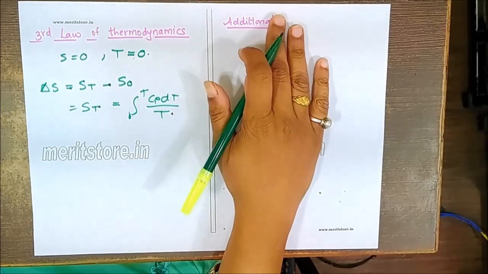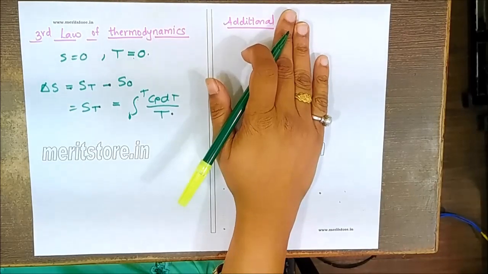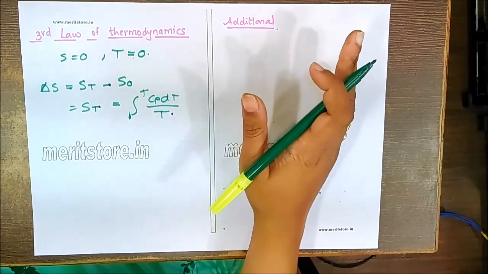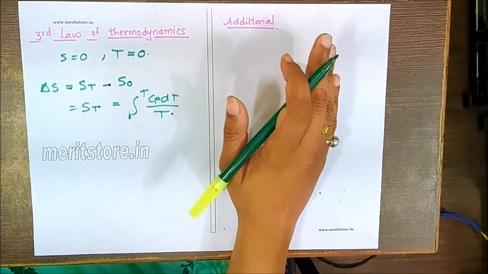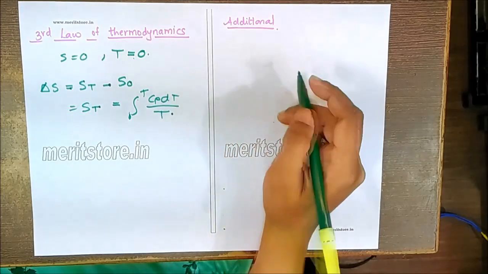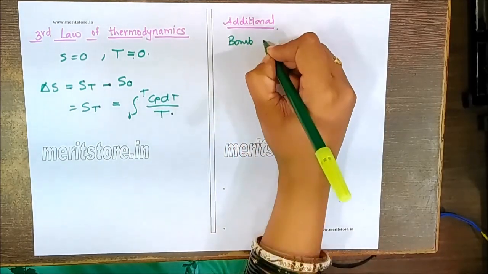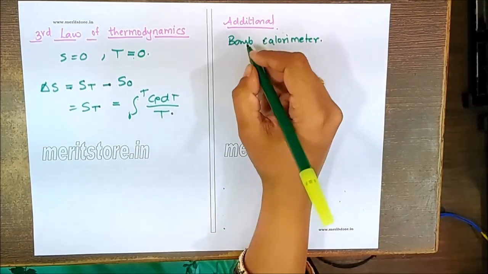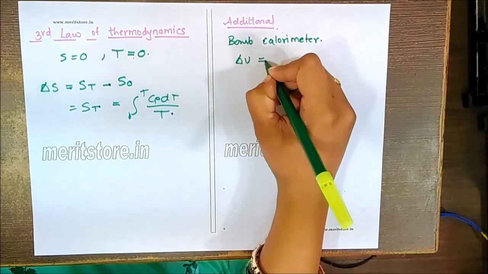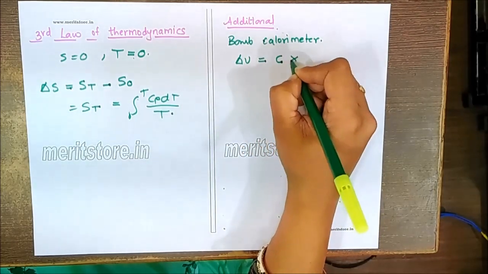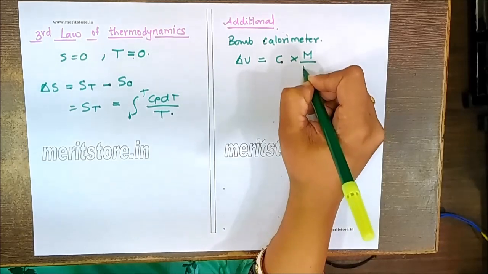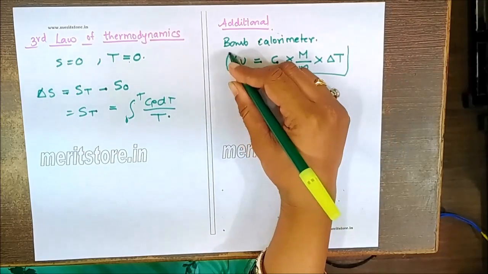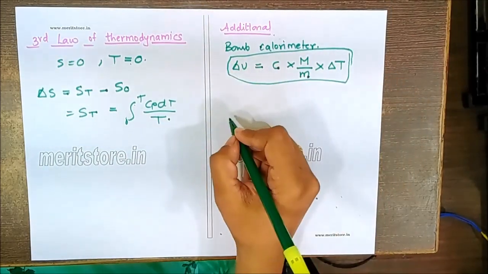Now additional information that you should remember for solving MCQs. First of all, the internal energy change is the heat evolved or absorbed at constant volume, and it is found by using a bomb calorimeter. So internal energy can be calculated using this bomb calorimeter, which works with the formula delta U is equal to C, that's the heat capacity, multiplied by molecular weight upon weight of the substance, into delta T. So this is the formula you will be using for the bomb calorimeter.